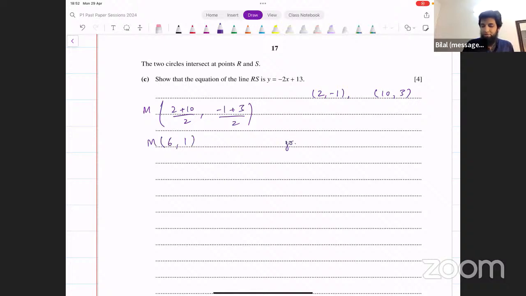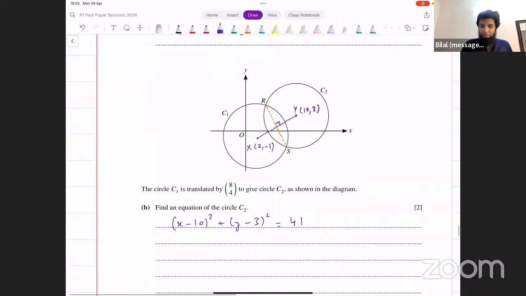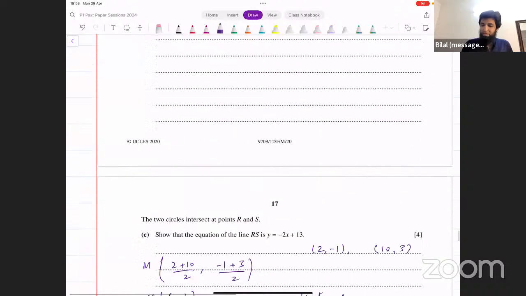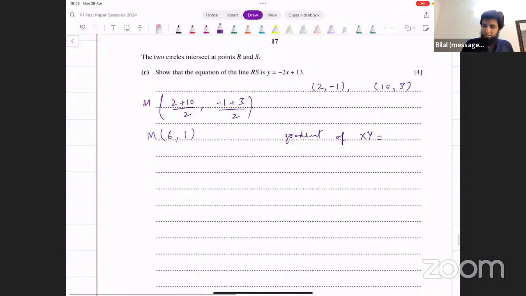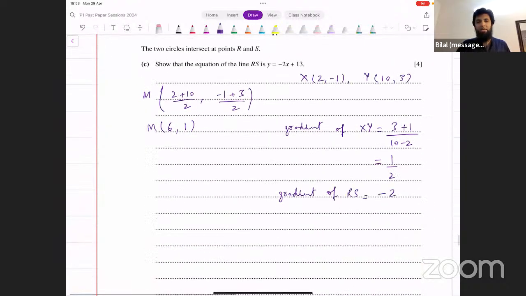And then you find the gradient of the centers of these two circles. Let's call this center X, let's call this center Y. And this point where they're meeting each other, let's call this M. Gradient of XY, what's that? That will be 3 minus minus 1, that's 3 plus 1, divided by 10 minus 2. This gradient turns out to be 4 over 8, which is 1 over 2. Then what about the gradient of the perpendicular of this line, which is RS? Gradient of RS therefore becomes minus 2, the negative reciprocal of this.